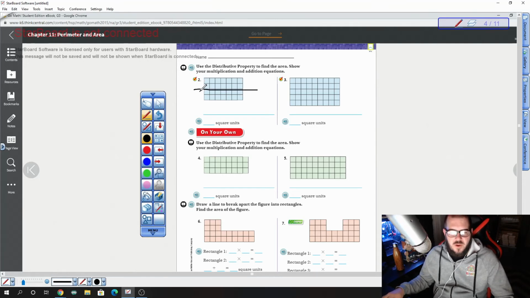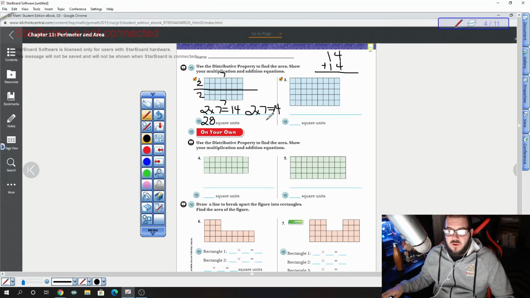So I now have a shape on the top that is 2 by 1, 2, 3, 4, 5, 6, 7, and a shape on the bottom that is also 2 by 7. So I can do 2 times 7. That is going to give me an answer of 14. And because I know I have 2 of these shapes, I can do another 2 times 7 equals 14. And I can add 14 plus 14, and that is going to give me an answer of 28 square units.